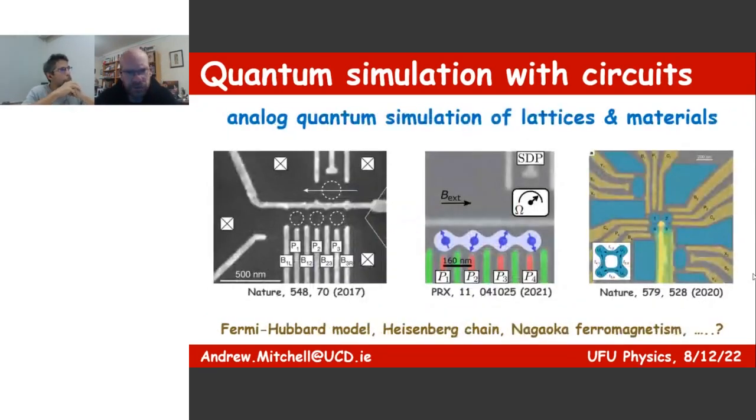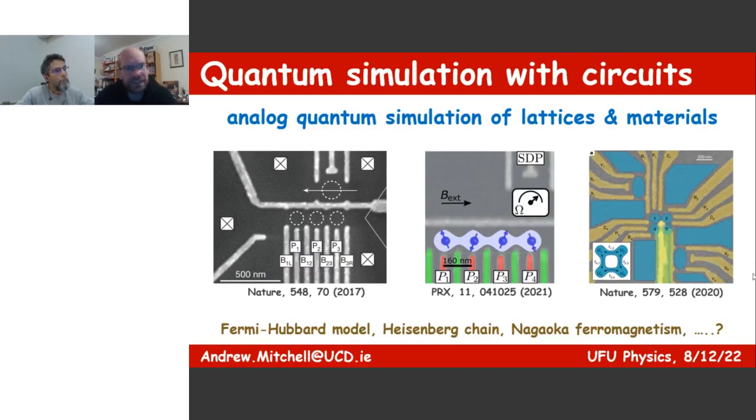More recently, people have been really pushing the boundaries with analog simulation of certain lattice models using arrays of quantum dots. Here are some excellent recent examples where, using just a few quantum dots in a nanoelectronics device, researchers aim to capture the essence of certain physical properties that would occur in bulk lattice systems. For example, a cluster realization of the Fermi-Hubbard model, Heisenberg chains, and even the emergence of Nagaoka ferromagnetism in these four quantum dot plaquettes.